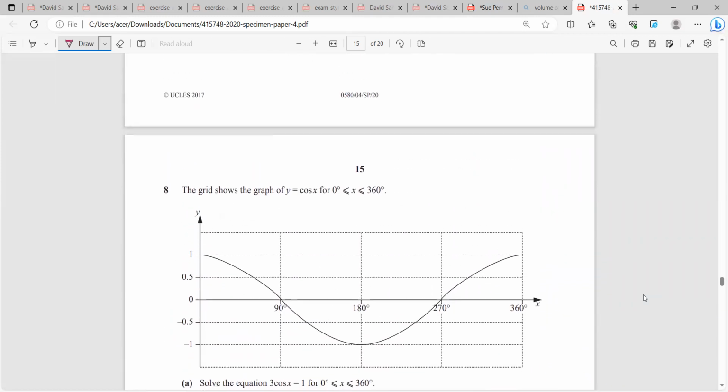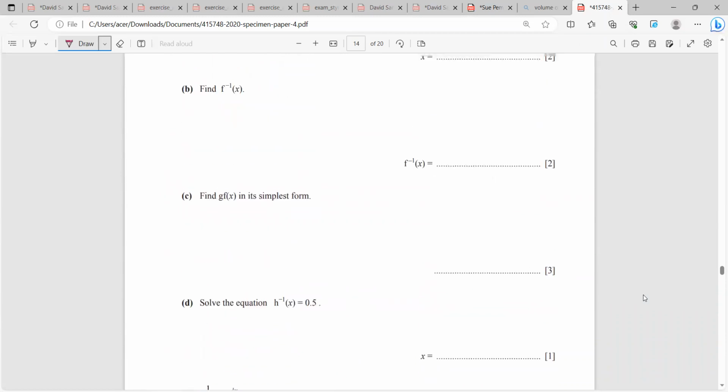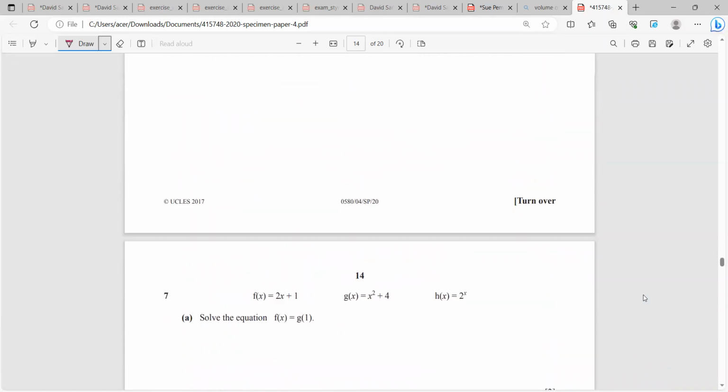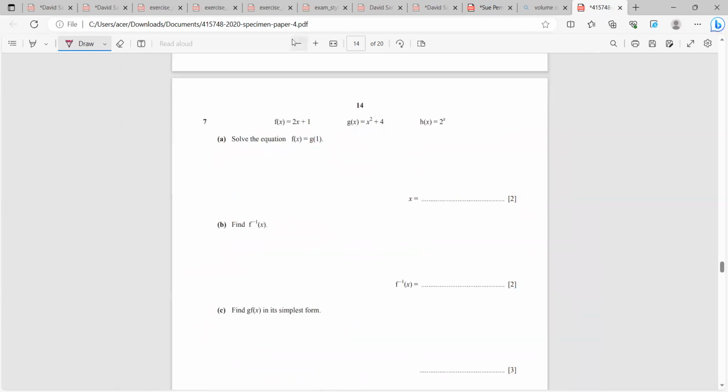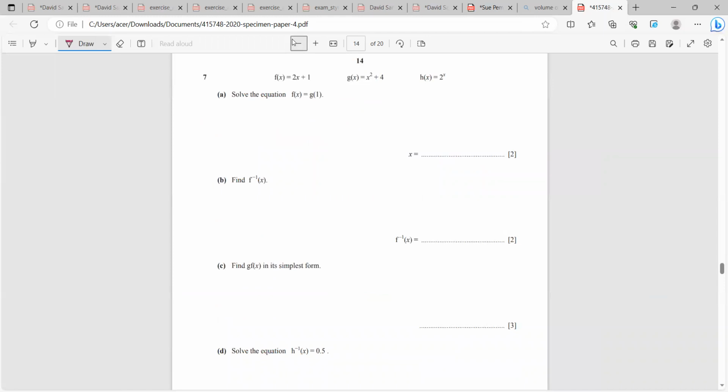Let's see. Those are trig graphs, and these are the functions. I think yesterday I gave you homework to do the functions. I'm going to quickly do these questions so that you can mark for yourself, and for the sake of those who were not here.